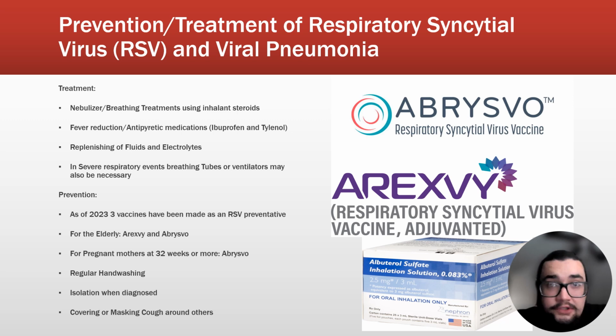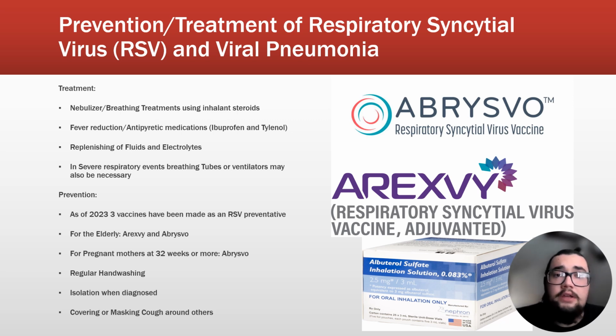When you're looking at the prevention of these things, for a very long time there was not a way of preventing RSV. People would get it, and they would just have to deal with the infection. But as of 2023, the FDA has approved 3 vaccines that have been made for RSV prevention. The 2 that are primarily used that we've discussed before are Arexvy and Abrysvo. For the elderly, you can use either, and it's often administered prior to the RSV season. You've now seen it in test trials, and people who are above the age of 65 are eligible to receive the RSV vaccine.